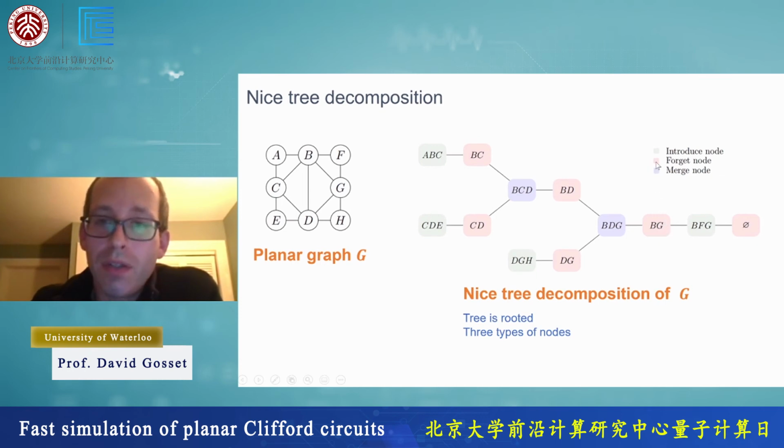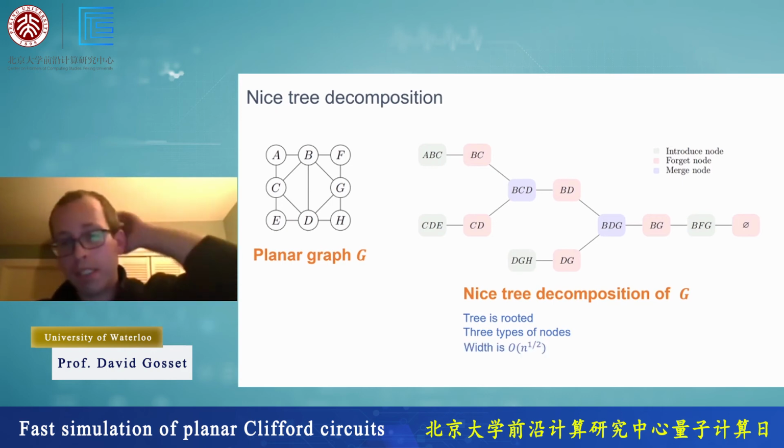There are also forget nodes, like this node BC, where we've forgotten the vertex A. It has one child, and going from child to parent, you lose a vertex, or possibly more than one vertex. The merge nodes, these purple nodes, have two children, and the bag of the merge node is the union of the two bags of the children.